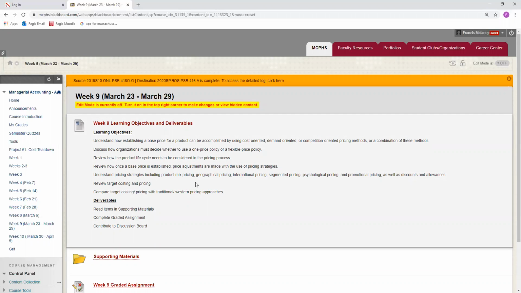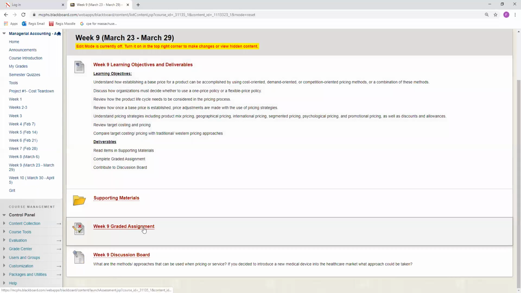So the learning objectives in week 9 are basically to review different pricing approaches, and then talk about target costing and pricing, which is a specialized type of approach to pricing. Your deliverables are to review the materials that I've posted, complete the graded assignment, and contribute to the discussion board. Okay, so that's the basic approach that we're going to follow every week.